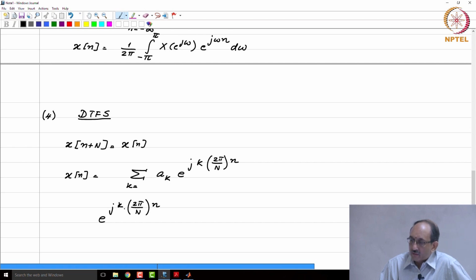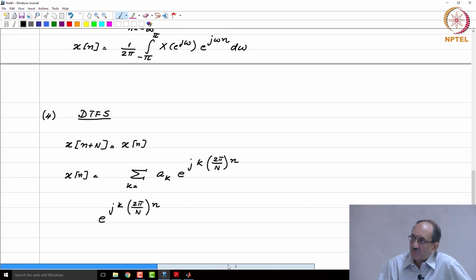If you now replace little k by little k plus cap N, what happens to the basis function? It remains the same, alright. And when you are going to express a signal in terms of its basis functions, you would use as many basis functions as there are in the space.